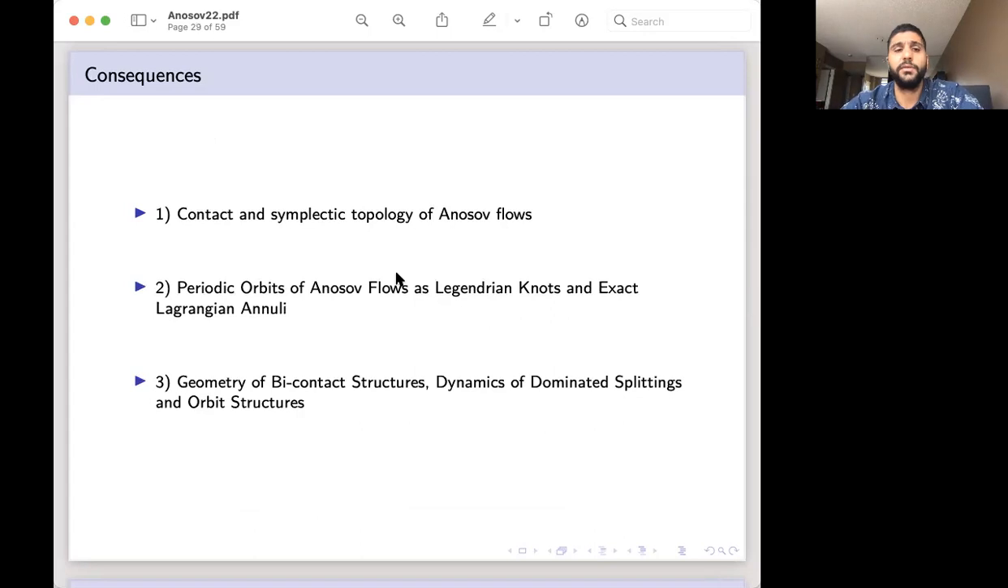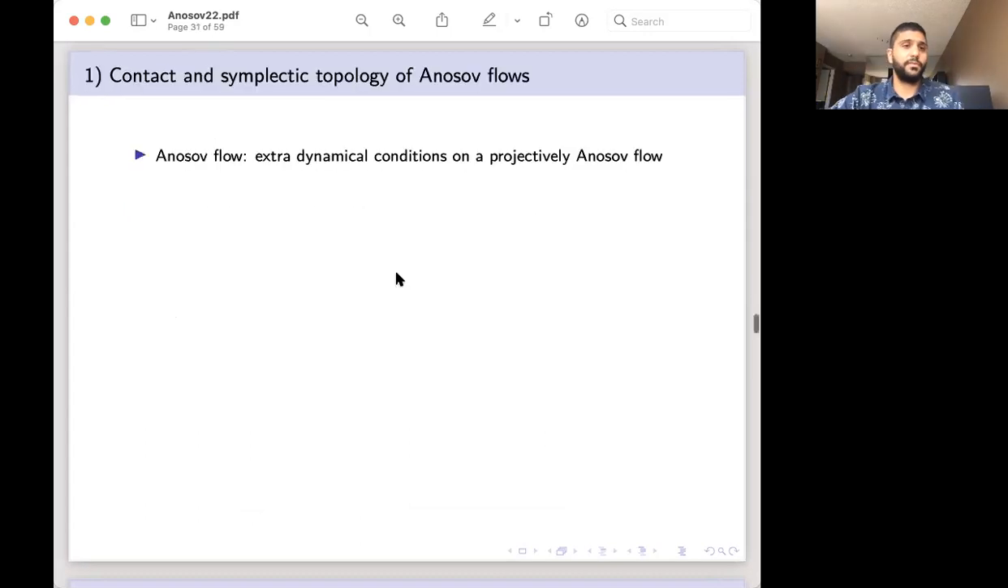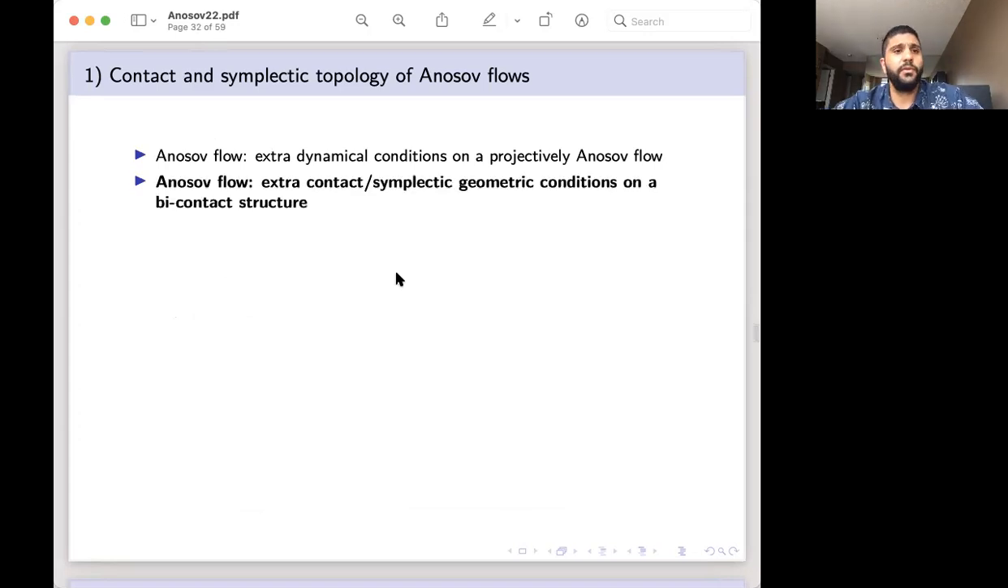There are three categories that I'm going to talk about a little bit. So the first one is about contact and symplectic topology of Anosov flows. Remember that the content of this theorem is that before this theorem, basically Anosov flows could be seen as some extra dynamical condition on a projectively Anosov flow. But thanks to this theorem, I can look at Anosov flows as some sort of extra contact and symplectic geometric condition on a bicontact structure.